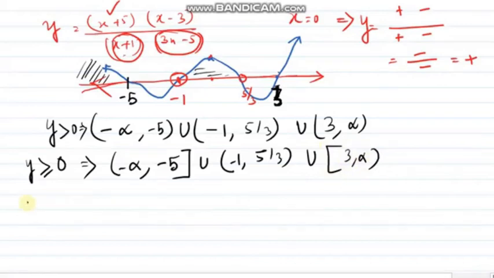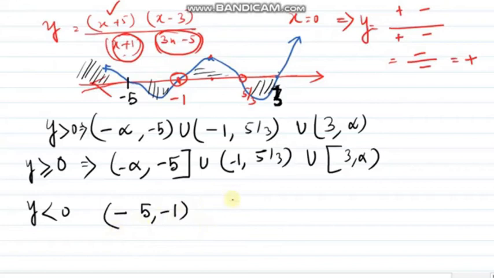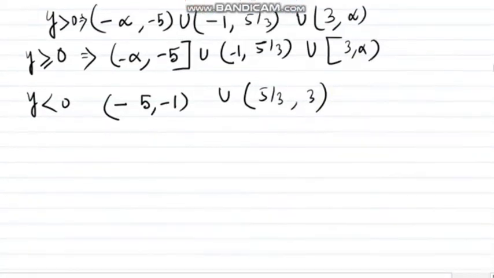For this sum, what I need is y less than 0. That is, in this region and this region, y is negative. So the solution will be minus 5 to minus 1, and another one will be 5 by 3 to 3. Is it fine? Please be very careful about the sign. If I have time, I will discuss more sums on this.